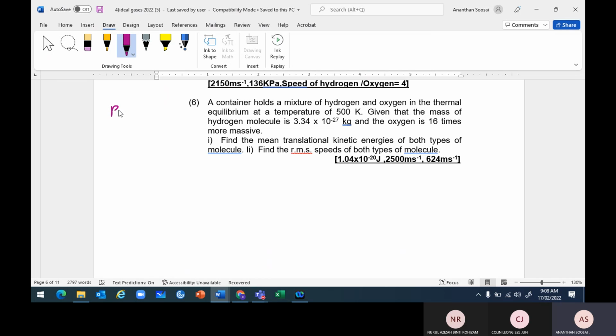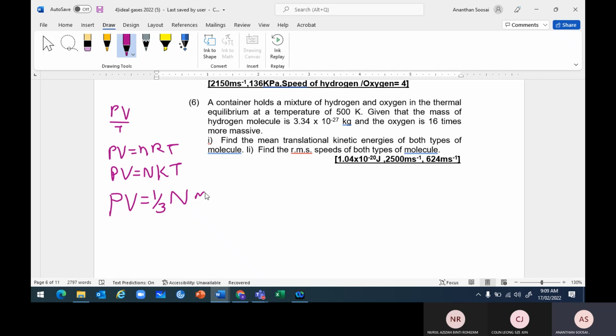So the first equation is what? PV over T is constant. The second equation, PV equals to what? nRT. Then the third one, PV equals to what? NkT. Then from kinetic theory, you get PV equals 1/3 Nm times mean square speed. And the last one is what?